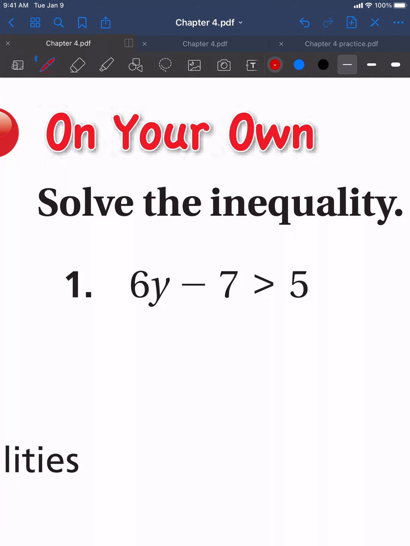Okay, I have to get my variable by itself. How do I do that? Add 7. What is 7 and 5? 12. Rewrite everything else.